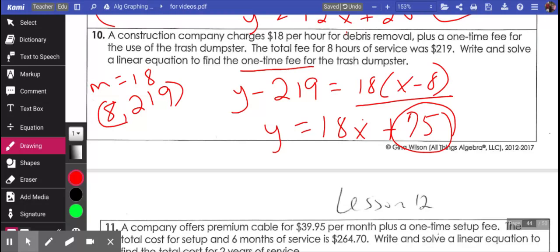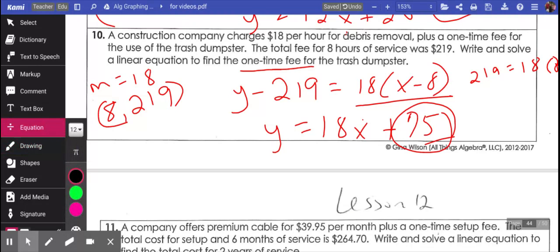Now you should be able to do your y equals mx plus b on this also if you don't like point slope formula. So if we did y, which is 219, equals your slope, mx, x is 8, plus b, and then you did 18 times 8, and then you do 219 minus that, you should get 75. So that is an easier way to do it if you prefer that. So I'm going to have you go ahead and pause it and do 11 and 12, and then come back.